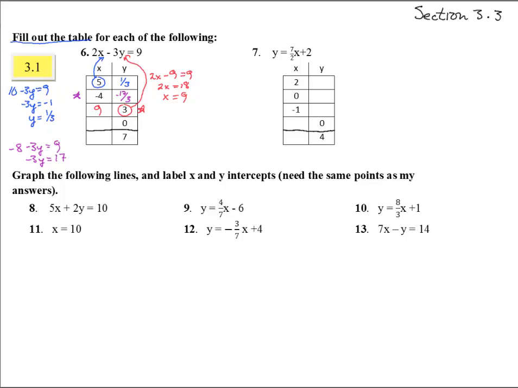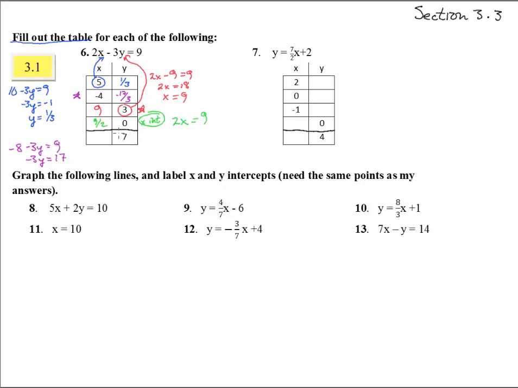Now stick in 0 for y. Now remember, this is going to be called the x-intercept. Special little point. 0 is nice. If we stick it in, we just get 2x equals 9 because 0 is, well, 0. Divide both sides by 2 and we get 9 halves, or about 4.5.